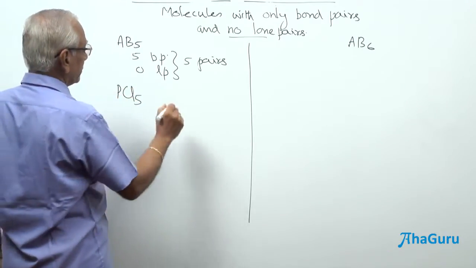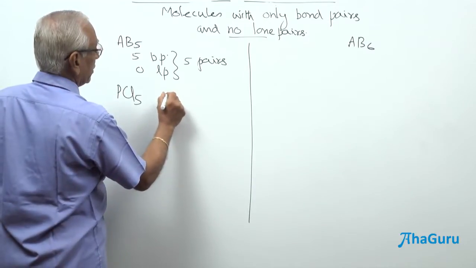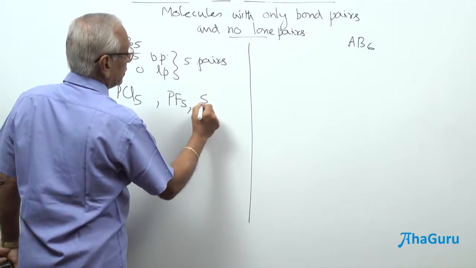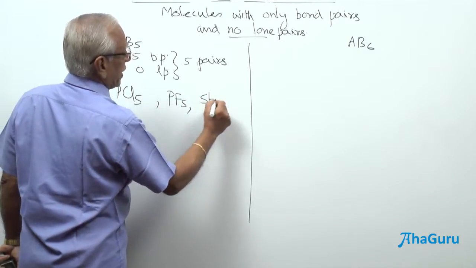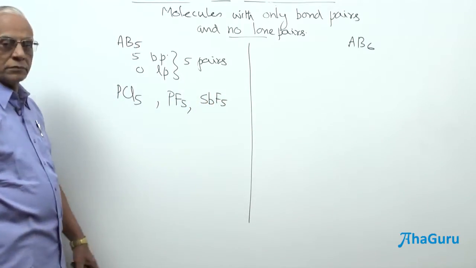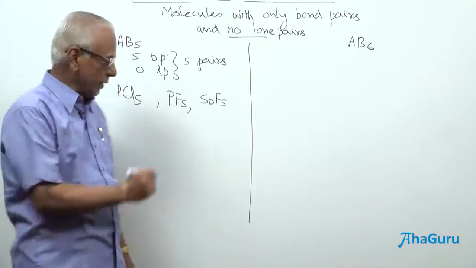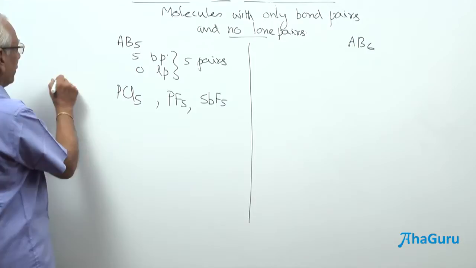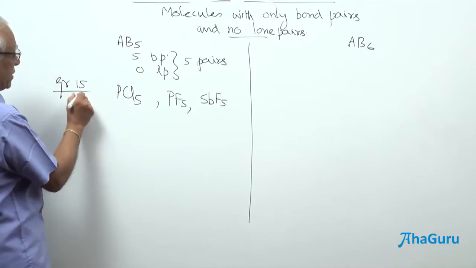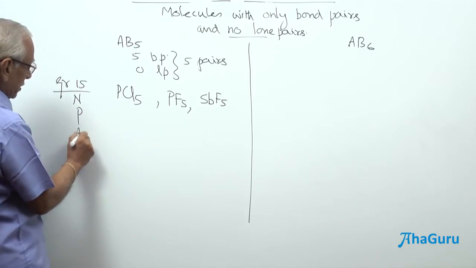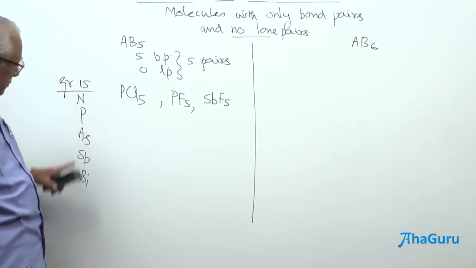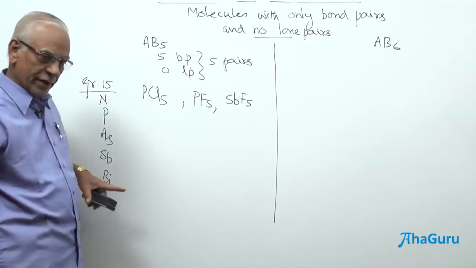PCl5, or for that matter phosphorus pentafluoride, nitrogen, phosphorus and antimony, Sb is antimony, antimony pentafluoride or antimony pentachloride, any of them. All of them belong to group 15 elements. What are the group 15 elements? Nitrogen, phosphorus, arsenic, antimony and bismuth.